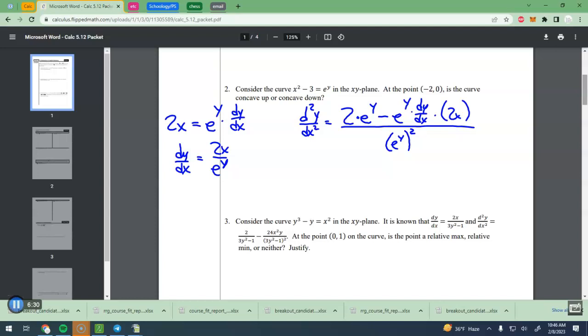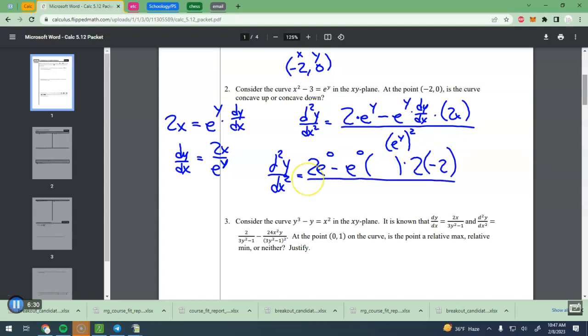If I plug it in and the second derivative is positive, that means concave up. If the second derivative is negative, that means concave down. So let's plug it in. We will run into a slight stumbling block, but it's easy enough to fix. So 2e to the 0 minus e to the 0 times, and I'm going to come back to that, times 2 times negative 2, all over e to the 0 squared.